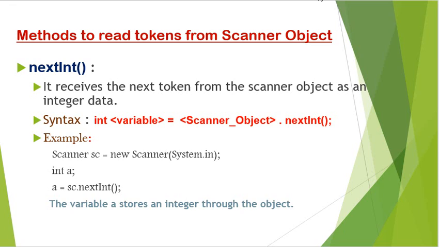After the dot, we are using the function nextInt because we are accepting the integer value from the user, and the variable a will store an integer value through the sc object. The value that has been accepted from the user through the object will be stored in the variable a. Since we are accepting an integer value, we are using the method named nextInt.